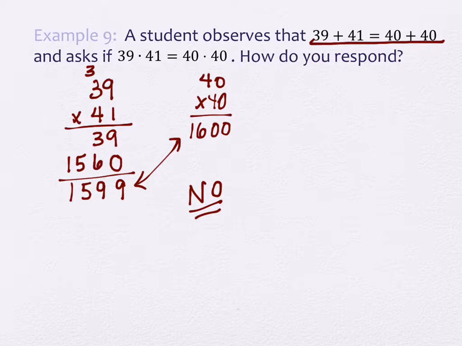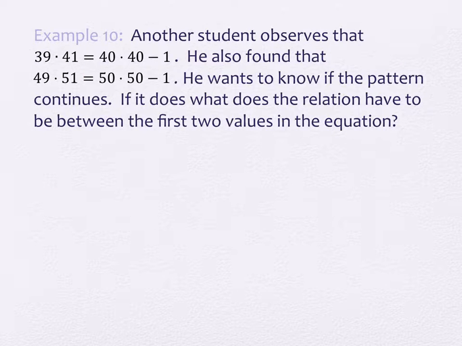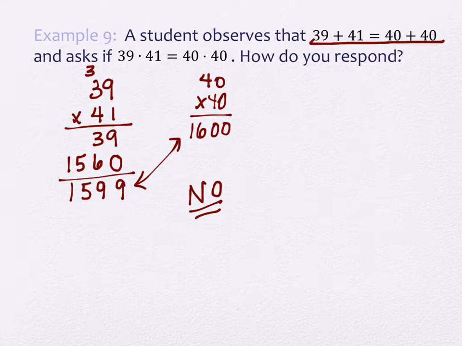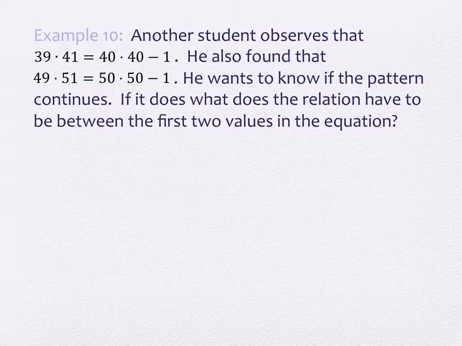So another student sees your response, and they notice then that 39 times 41 is the same as 40 times 40 minus 1, right? It's only 1 off. As much as you may like to multiply 39 times 41, we all agreed that it's much easier to multiply 40 times 40 and just subtract 1, right? So that would be a nice feature if it were always true. So the student also notices that if you do this with 49 times 51, you change that to 50 times 50 and subtract 1, you get the same answer.